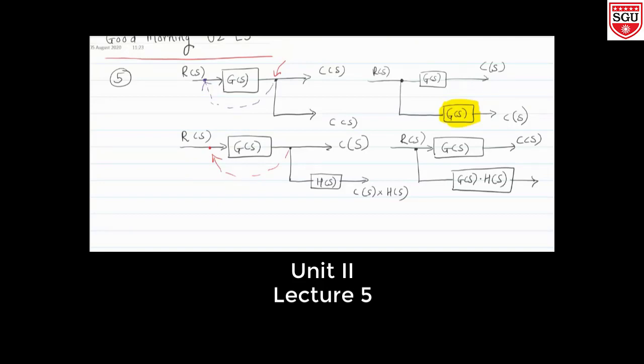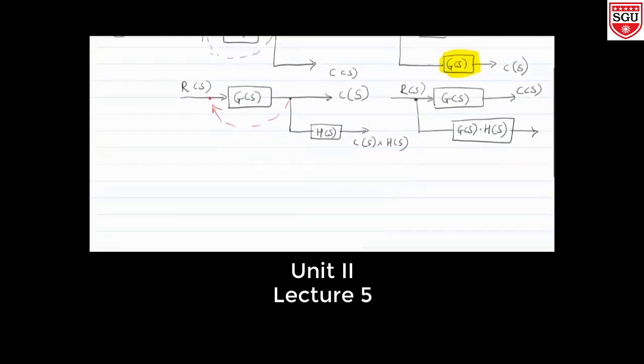Hope this rule number 5 is clear. This was yesterday's point. Now we will move to rule number 6.